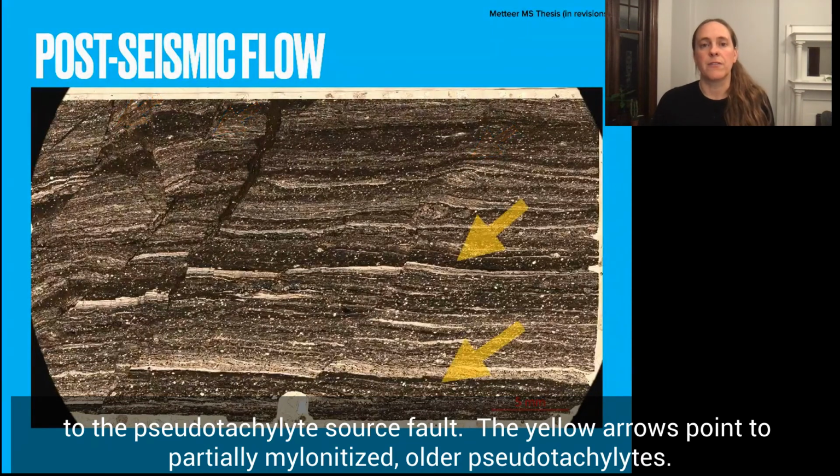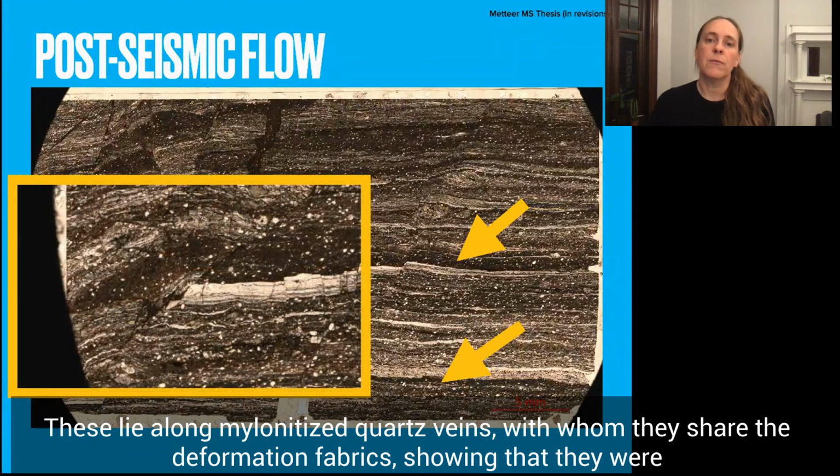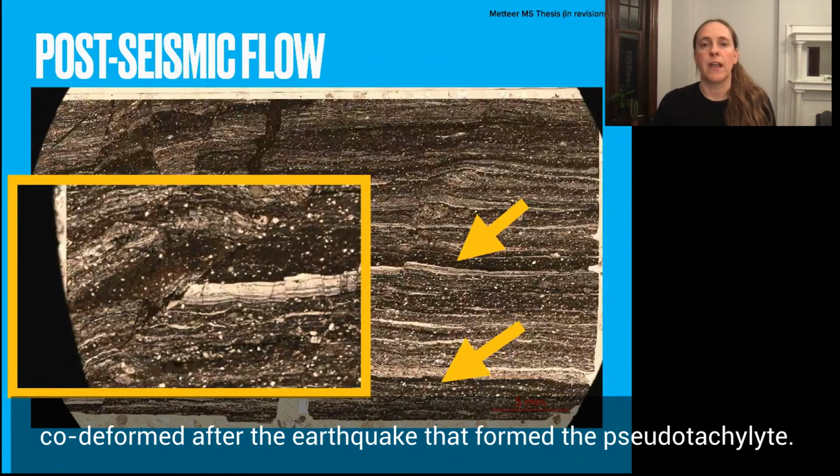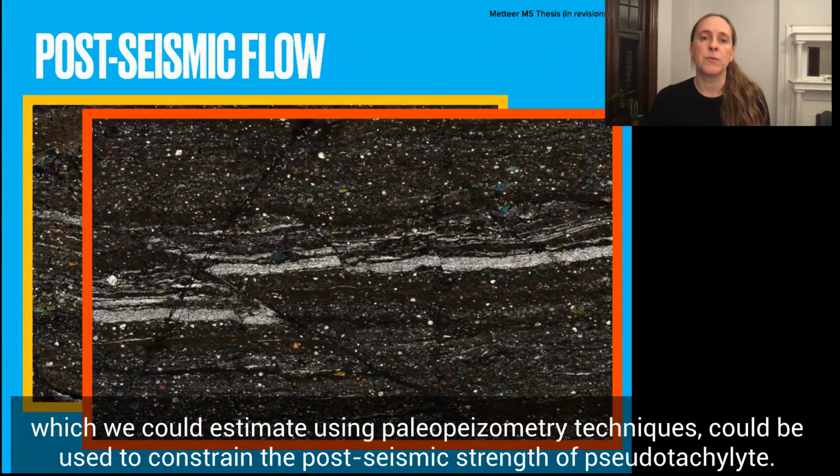The yellow arrows point to partially myelinitized older pseudotactylites. These lie along myelinitized quartz veins, with which they share the deformation fabric, showing that they were co-deformed after the earthquake that formed the pseudotactylite. Sam searched for examples of coupled quartz veins and pseudotactylites to see if the flow stress in the quartz layers, which we could estimate using paleopiezometry techniques, could be used to constrain the post-seismic strength of pseudotactylite.